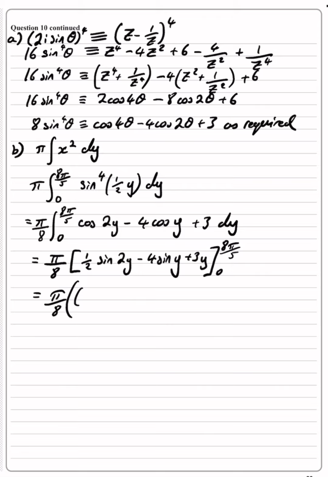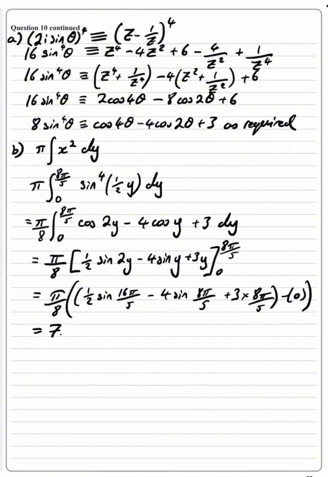And let's plug those in. So half sine 16 pi over 5 minus 4 sine 8 pi over 5 plus 3 lots of 8 pi over 5. Substituting 0 in, straightforward. Sine of 0 is 0. 3 lots of 0 is 0. So no thought required there. And plug that in your calculator. If you do that correctly, you get 7.3 out, rounded to 2 sig figs. That's the volume of our shape.